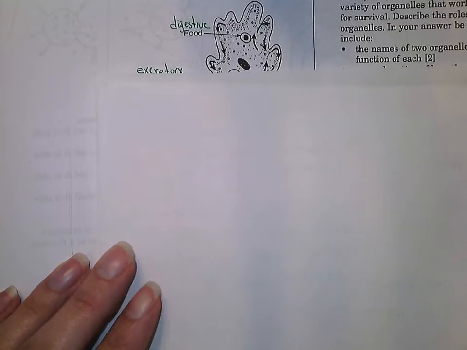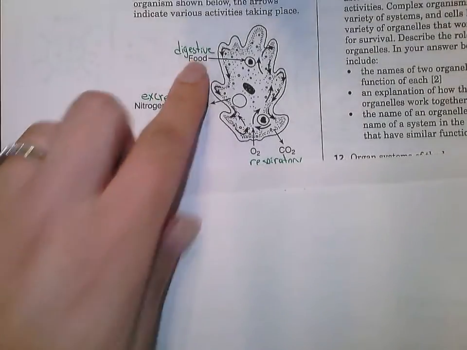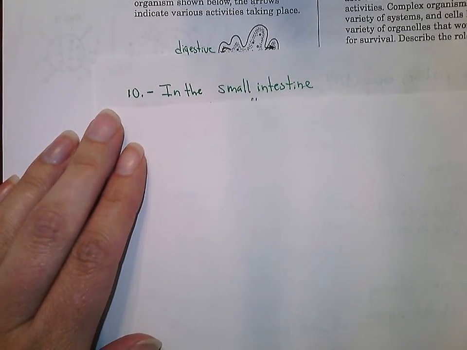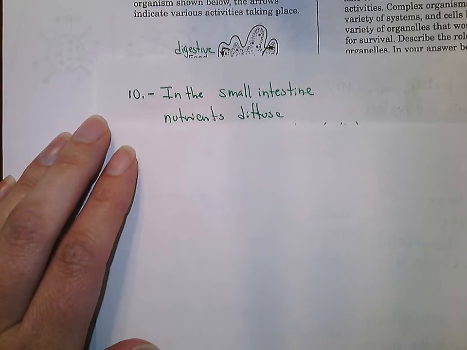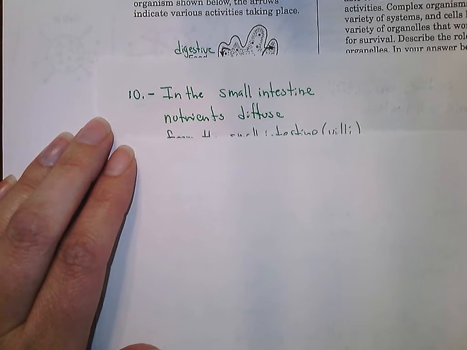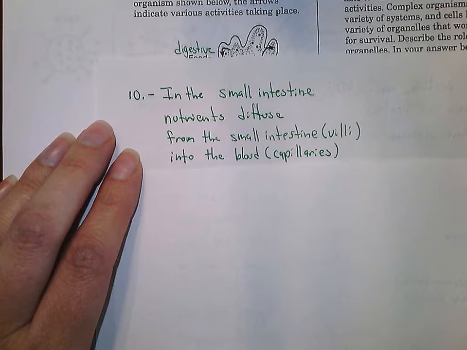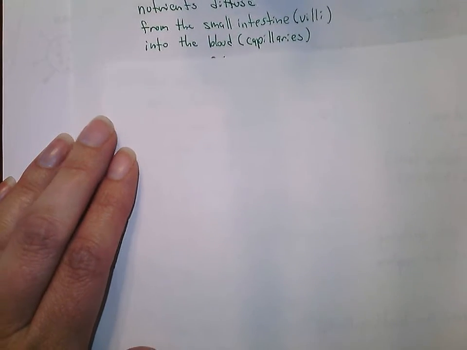The first one I decided to use was based on the first question that we answered, the digestive system. In the digestive system, it's the small intestine where the diffusion is taking place. What is diffusing is the nutrients or food molecules, going from the small intestine, which is the villi, to the blood through the capillaries.